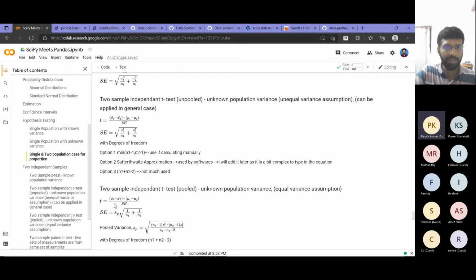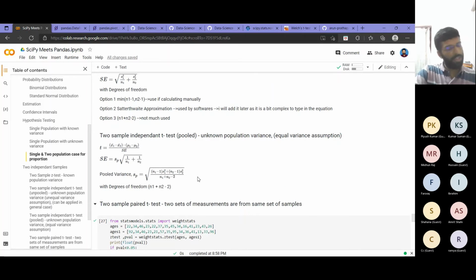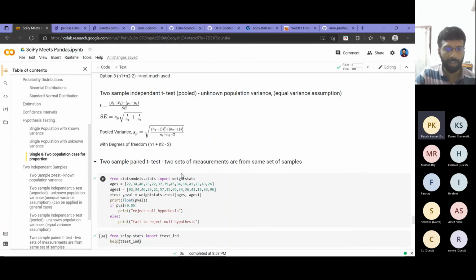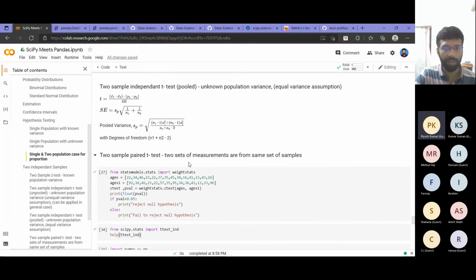In the unpooled case, the first equation is similar to this. The second standard error equation is SP times the square root of 1 by n1 plus 1 by n2, where SP is called the pooled standard deviation. Memorizing this equation is not up to you; you may be required to memorize it for your exams, but mostly the software will be available to you. And the degrees of freedom in this case will be the third option we considered here, n1 plus n2 minus 2. We will see two or three examples where each of these is implemented.